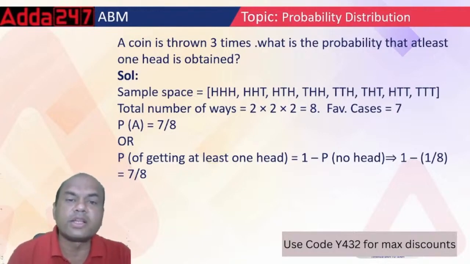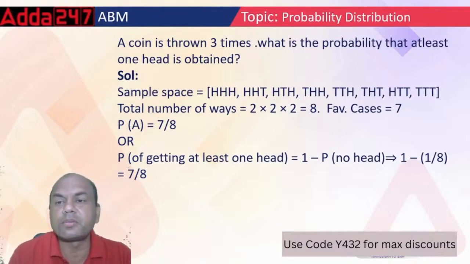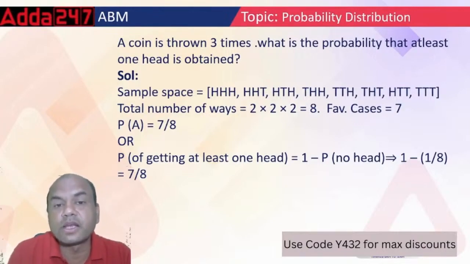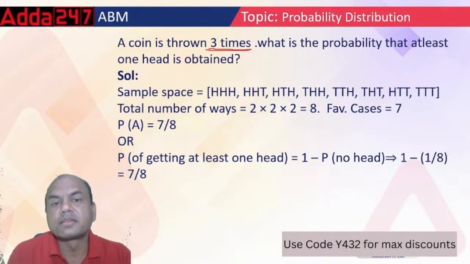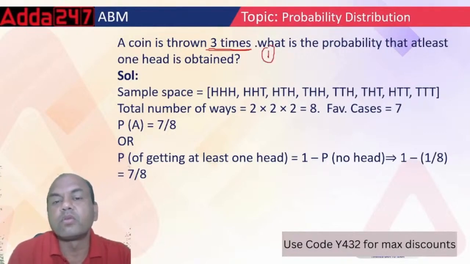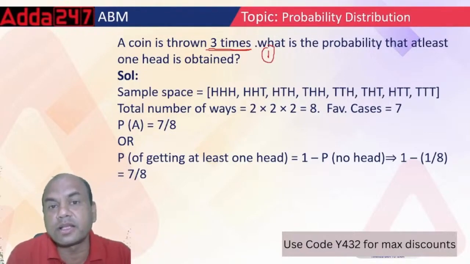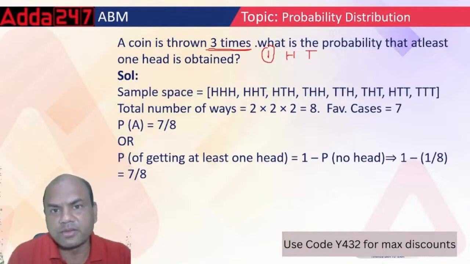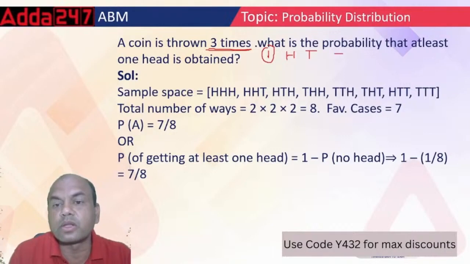Chalo. A coin is thrown 3 times. What is the probability that at least one head is obtained? See, a coin is thrown 3 times. Suppose I throw the coin only once. What is the possibility of getting the answer? Either I'll get head or tail, right? Simple. If I throw the coin only once, I'll get head or tail. So what are the total outcomes? 2.